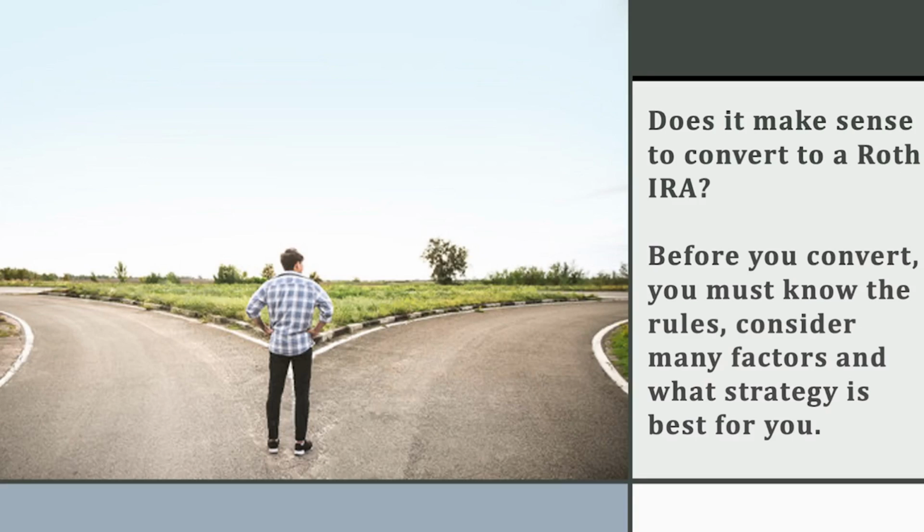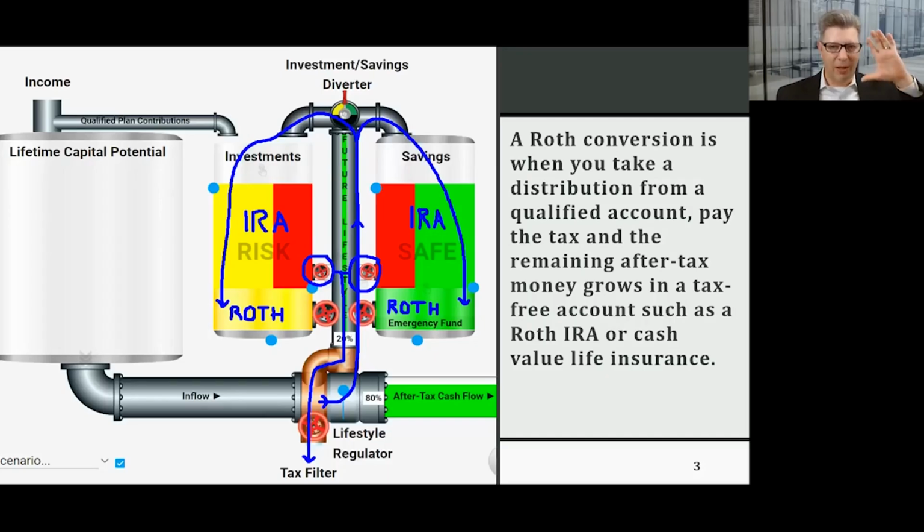So let's talk about the functionality of what you're really doing. All you're doing is taking a distribution from an IRA, you pay the tax, and the remaining amount of money goes into a Roth IRA. I use what we call the personal economic model with my clients to illustrate concepts. We typically have a risk tank where all the investments are, and we're going to open up that valve.